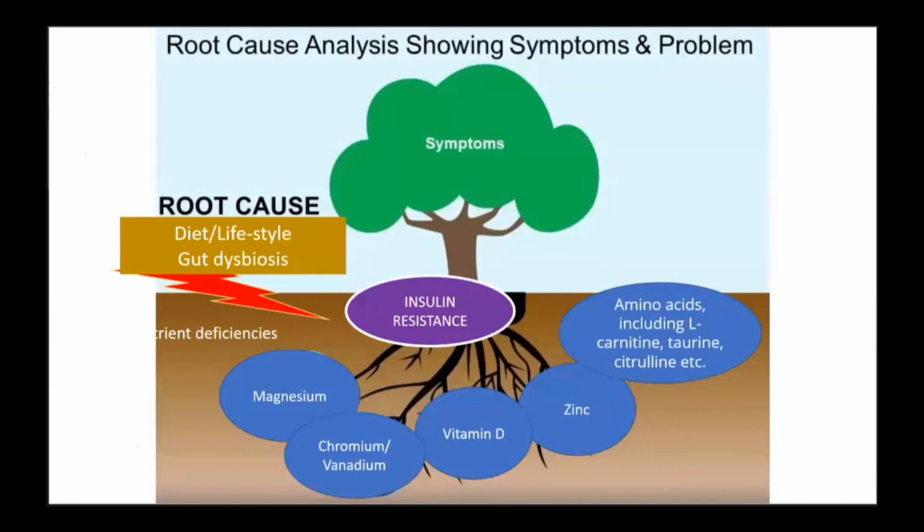You see the symptoms as the tree, and the roots down below are all these nutrient deficiencies, what I was just talking about. Like I said, our soils are depleted, our foods are depleted, our bodies are depleted from trying to use them as cofactors. So you've got to kind of supply them. You've also got the diet, lifestyle, the gut dysbiosis in the middle there.